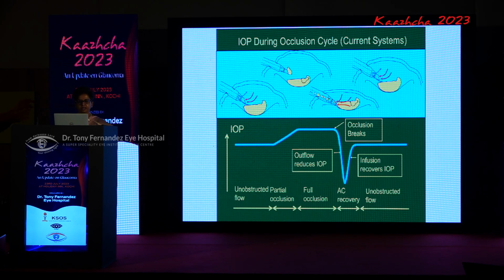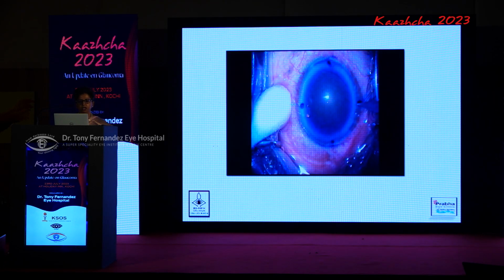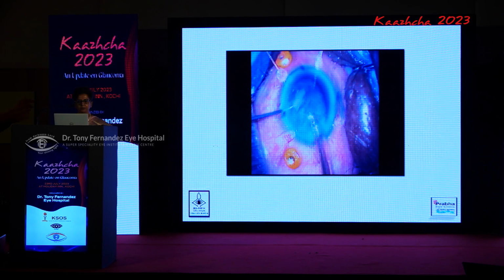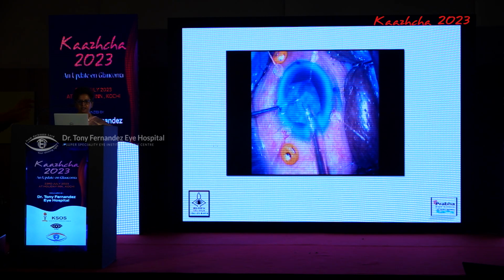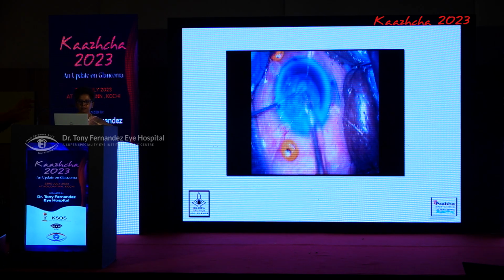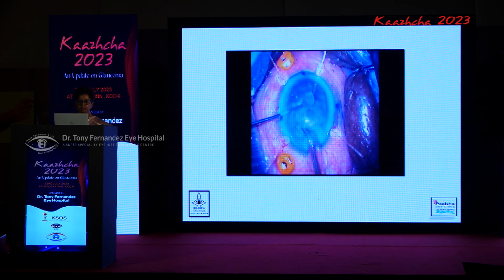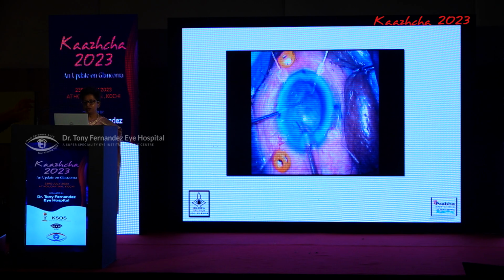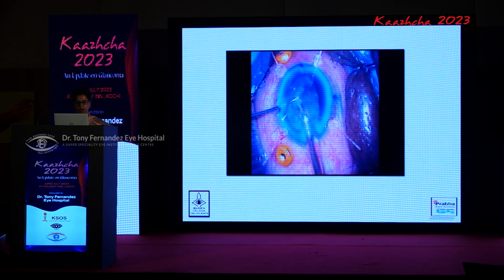Okay, so this surge can be problematic in eyes with shallow anterior chambers. So let's look at this video. This is an eye which had zonular weakness as well. You can see such an exaggerated surge which is happening. When the occlusion breaks, you can see that the anterior chamber just collapses. So this is something that we want to avoid.